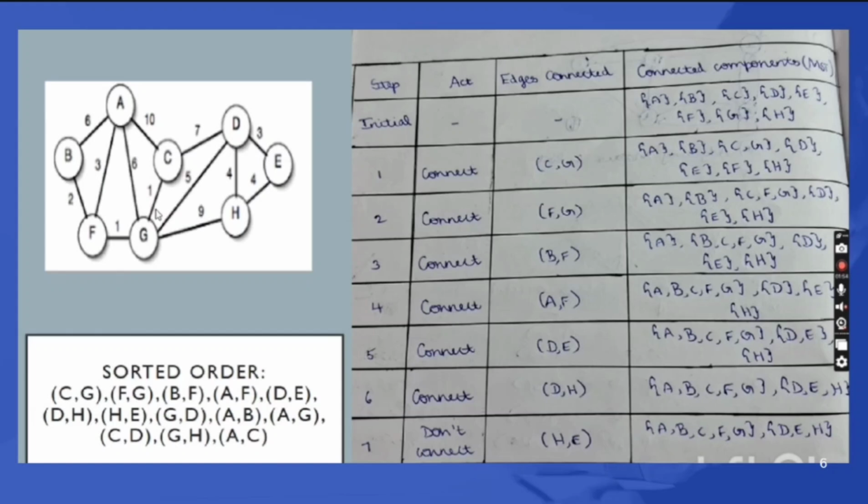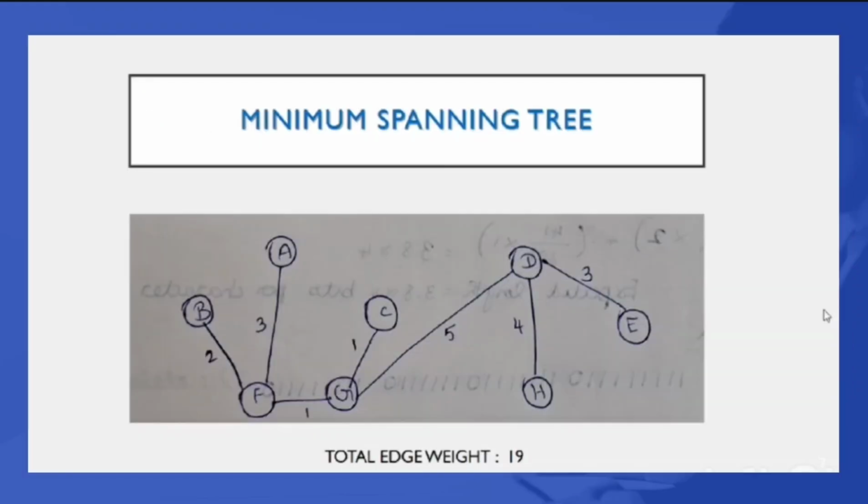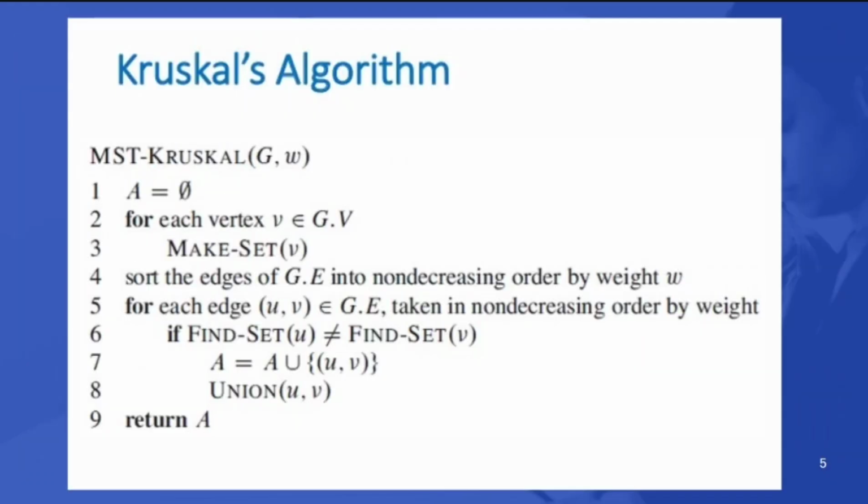Next comes the edge G and D, and I'm connecting it because G is present in the first set and D is present in the second set, and hence we can merge these two sets. Finally, all the components in the minimum spanning tree are merged, and hence we can stop the algorithm here. And the total number of edges connected is 1, 2, 3, 4, 5, 6, 7.